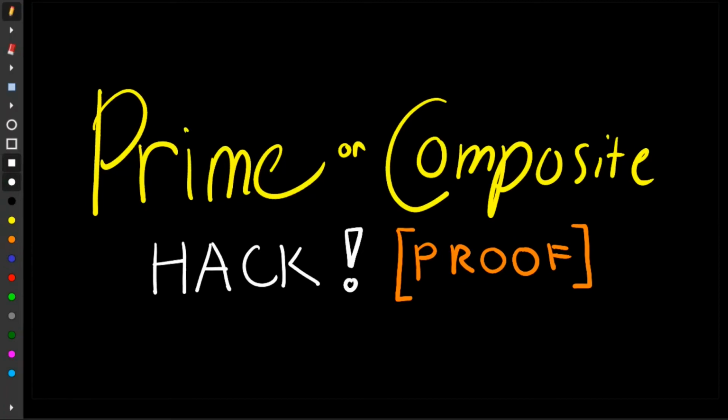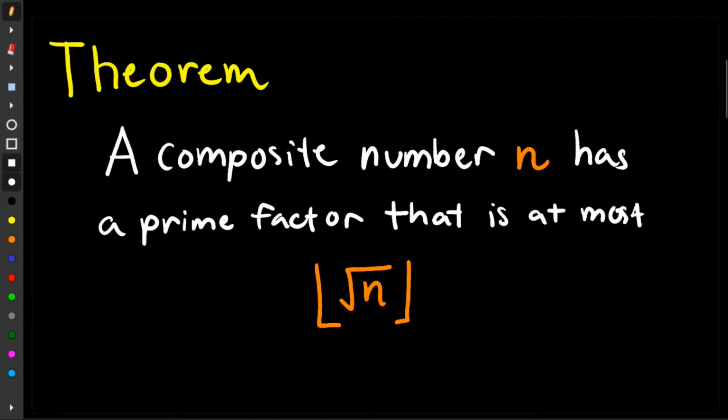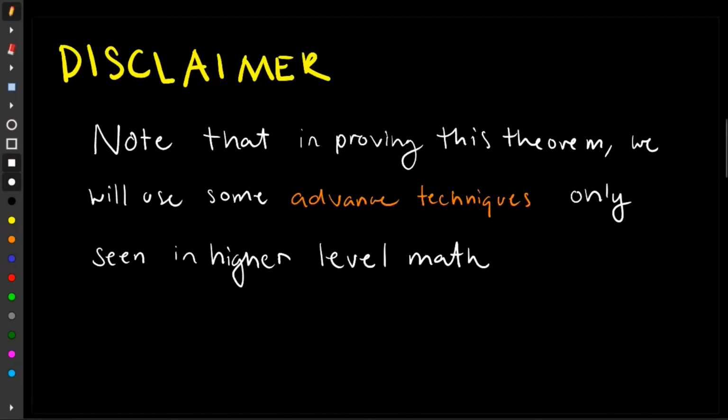So for this video, we'll be showing a proof of the theorem that we used in the previous video, prime or composite hat. So let's start. Our theorem states that a composite number n has a prime factor that is at most the floor of the square root of n. This is the theorem that we used in the previous video to determine if a number is prime or composite.